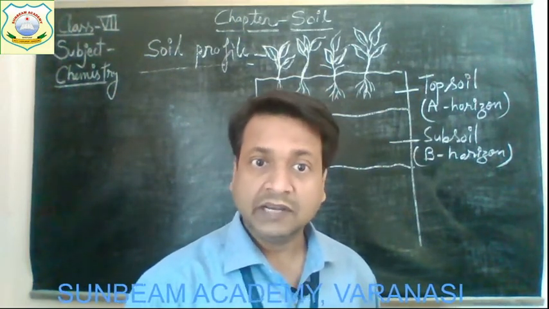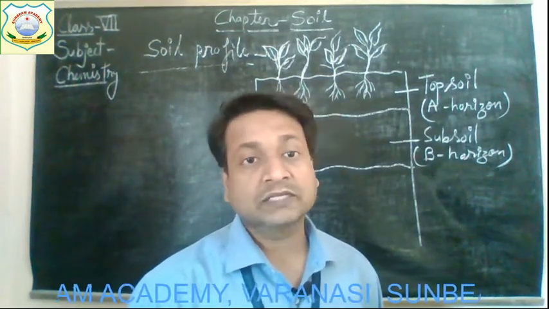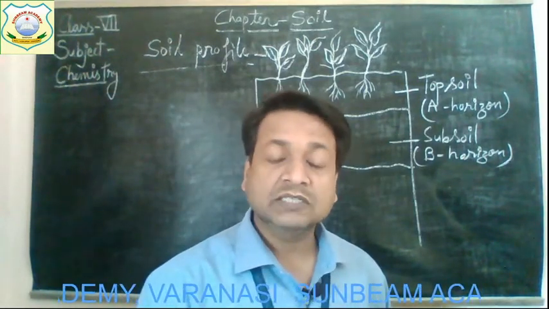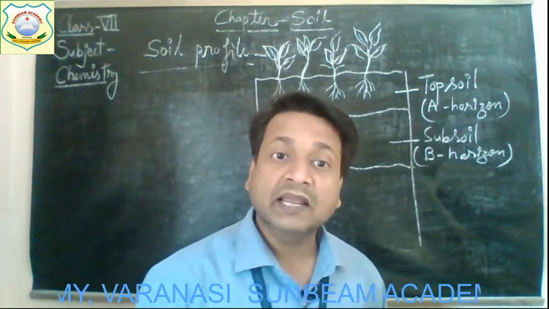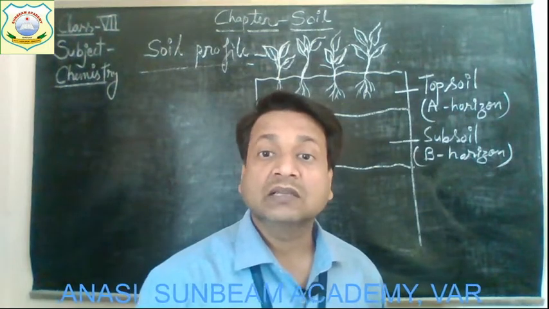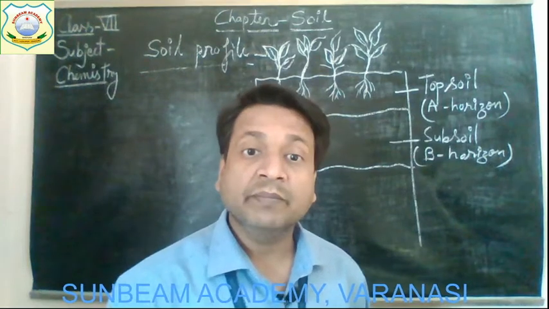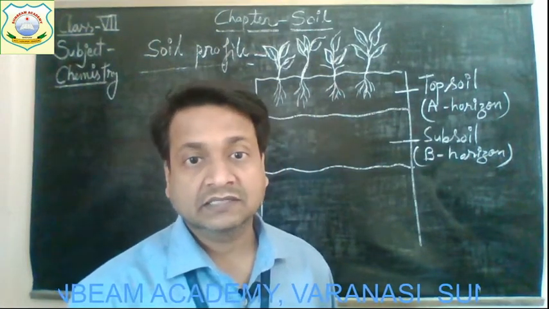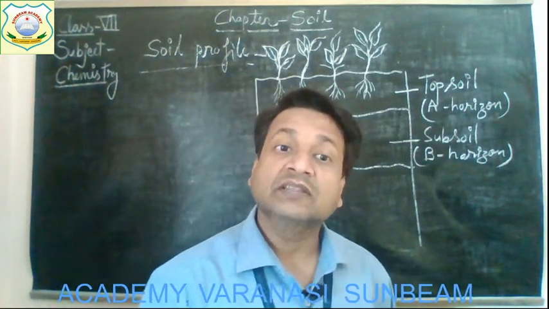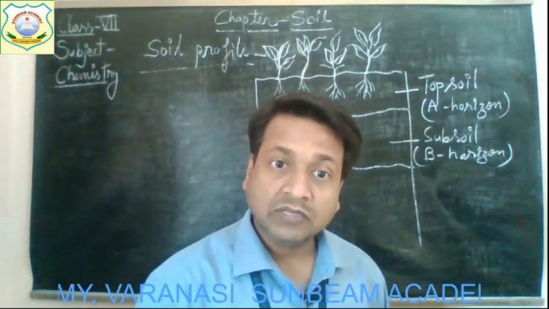Alright, children, the topsoil is dark in color because of the presence of humus, whereas the subsoil, due to the absence or lesser amount of humus, is lighter in color than topsoil. It is made up of mostly rock bits and some nutrients such as soluble minerals and iron oxides. And the rainwater collects in this layer. Understood, children? About the subsoil.